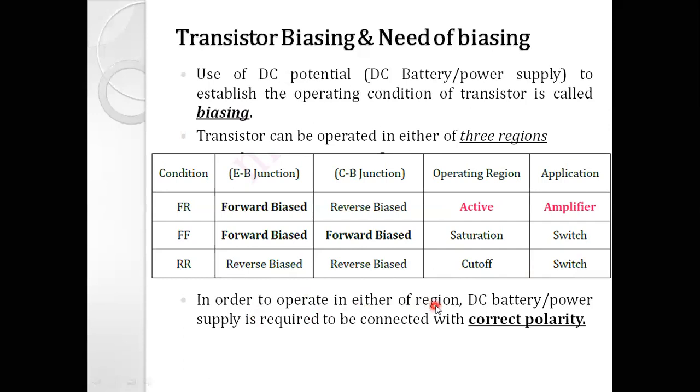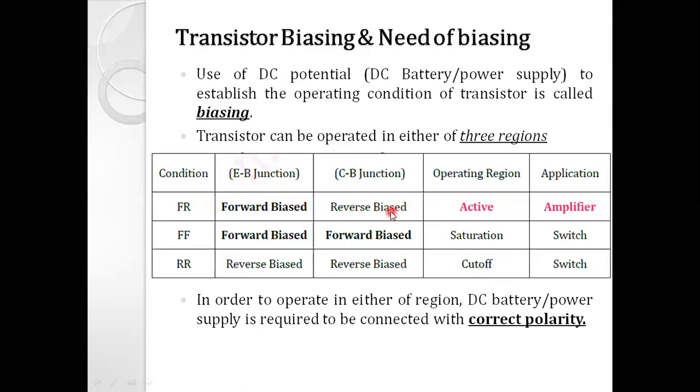So in order to operate in either of these regions, whether to operate the transistor in the active region, saturation region, or cutoff region, we have to apply DC supply between the emitter base junction and collector base junction with correct polarity in order to ensure the proper operating region for the transistor, right? So polarity must be in correct order, right? For example, to operate a BJT in the active region, the emitter base junction should be forward biased. So the polarity of the battery which is going to be connected between the emitter and the base junction should be such that these junctions come in the forward bias condition, right?